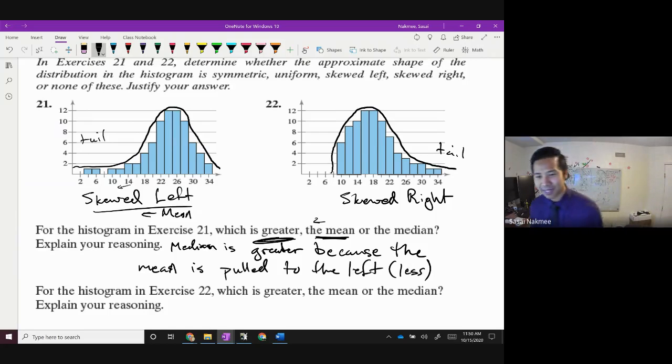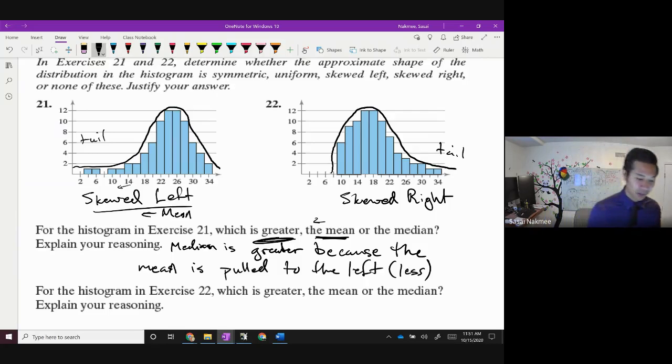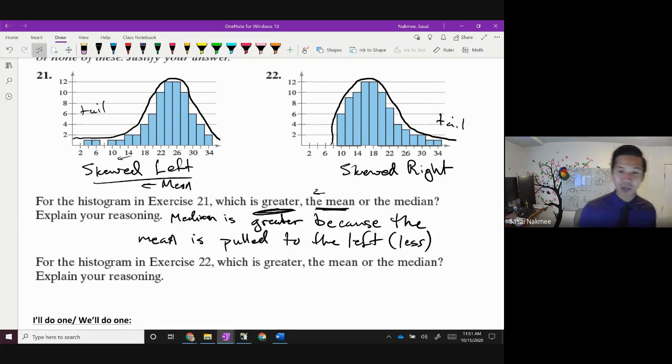It decreases. Very good, Michael. The mean decreases. I like that terminology better. The mean decreases because of the skewed left. That outlier pulls your mean to the left, which makes it decrease in value, right?